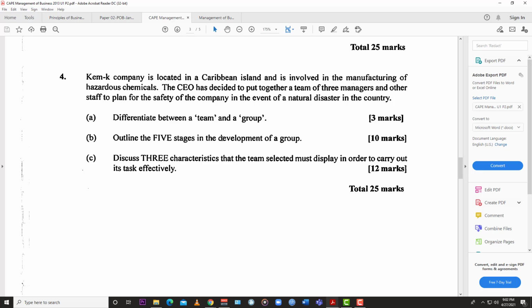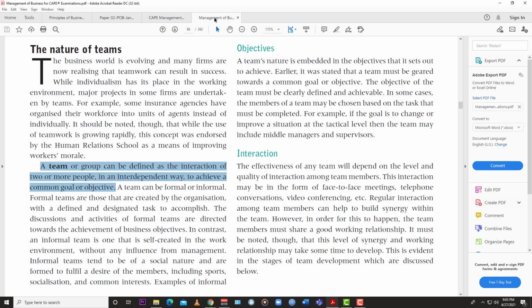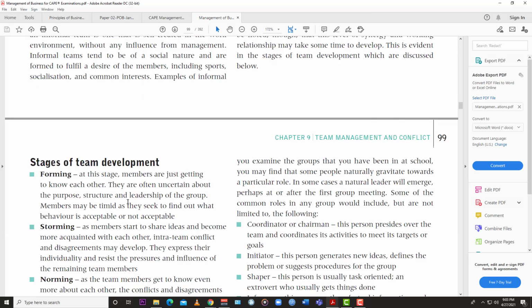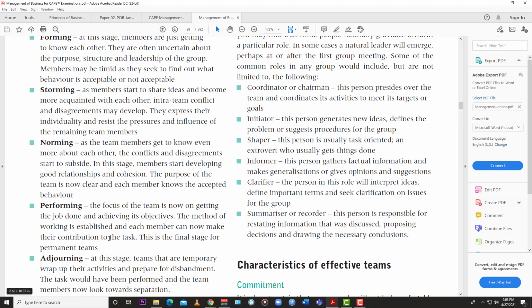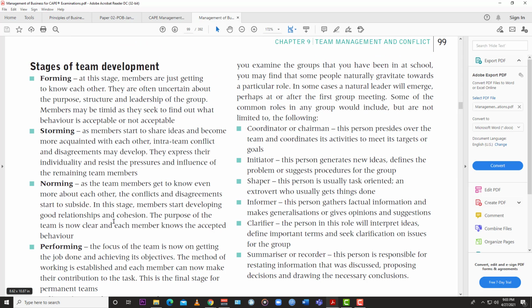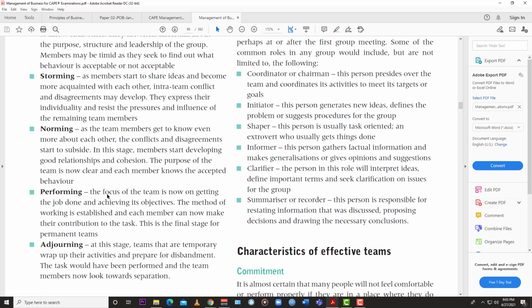And then the other question, B: outline 5 stages in the development of a group. This one is somewhat simple because of the fact that it rhymes. Most of this stuff rhymes. You can even make a song out of it. So we have them right here: forming, storming, norming, performing, adjourning. Those are the 5 stages of team development. So you have the forming, the storming, the norming, the performing, and the adjourning.